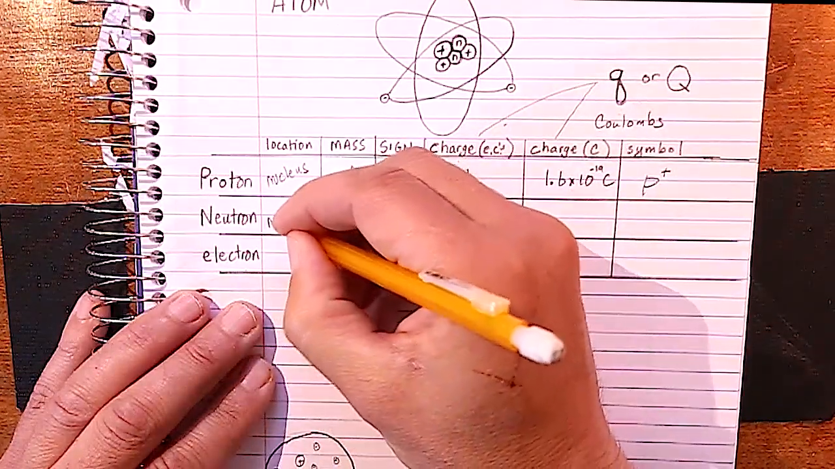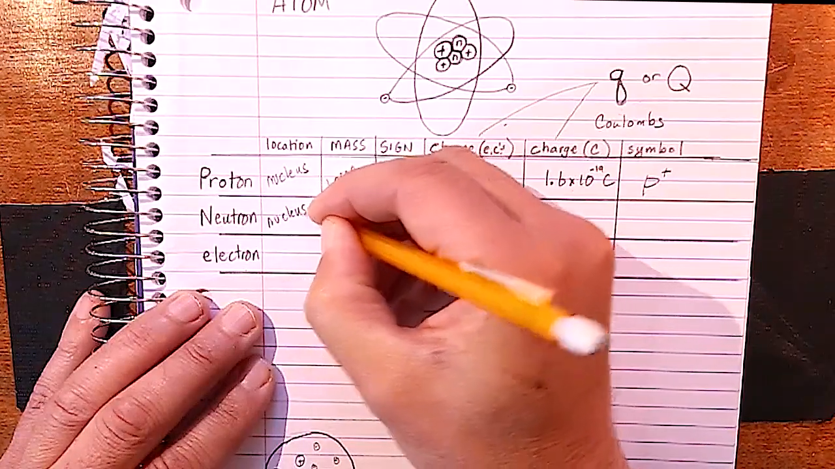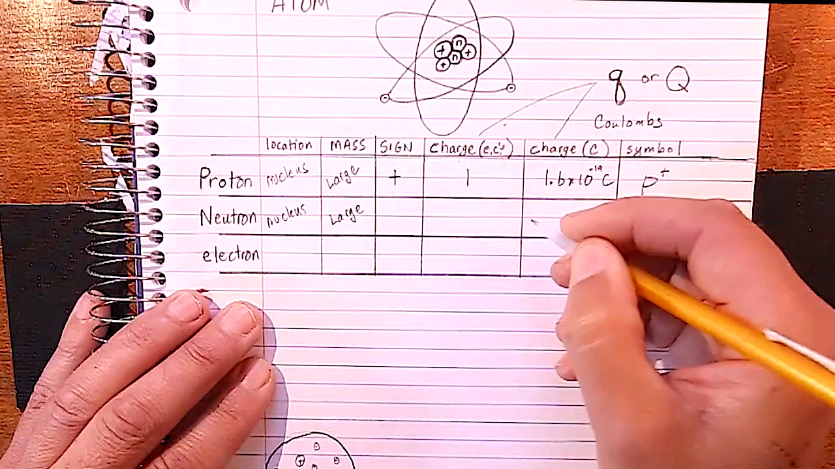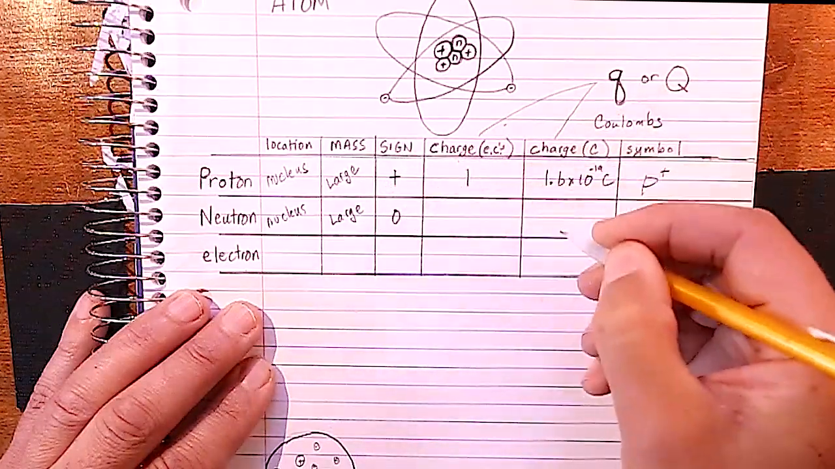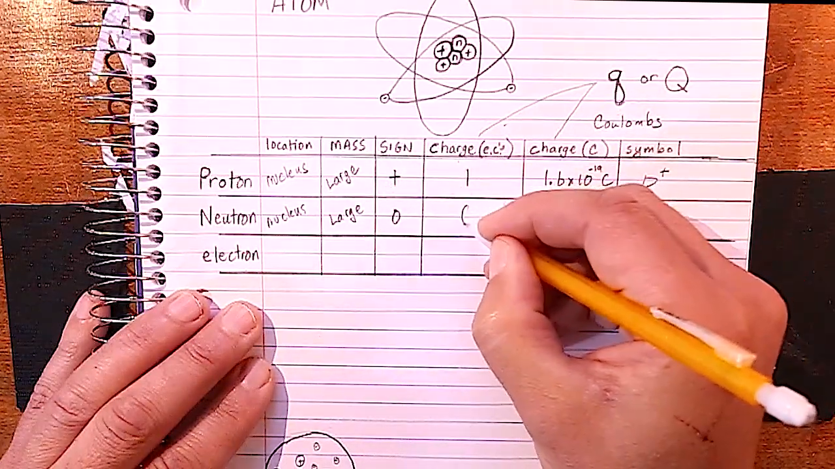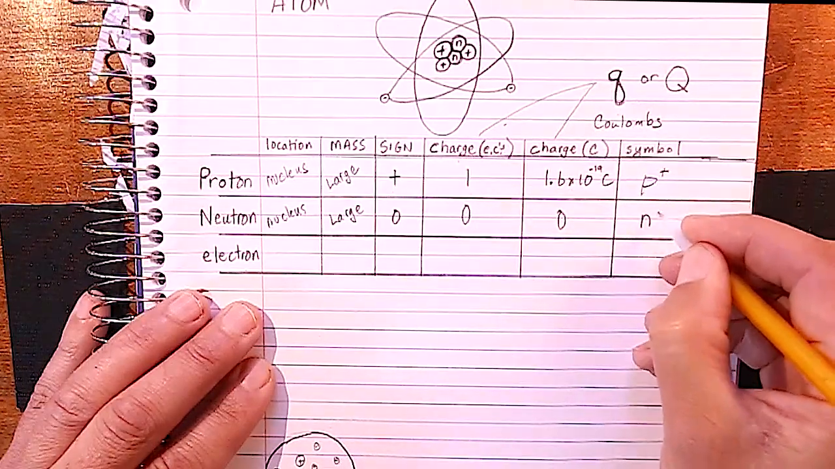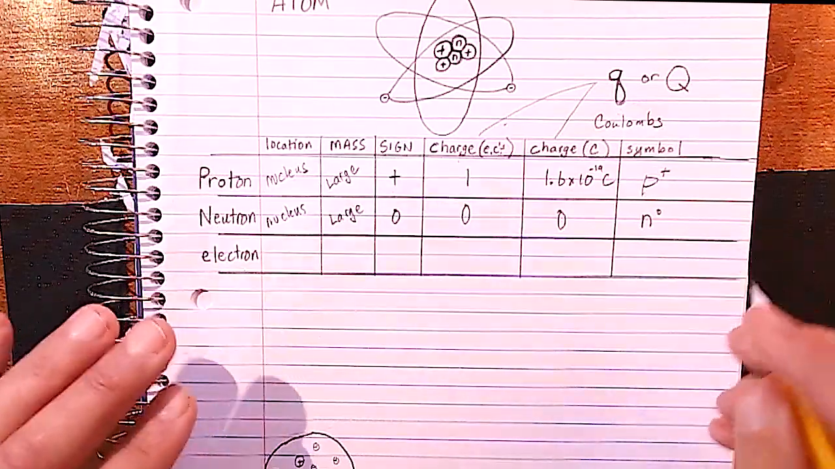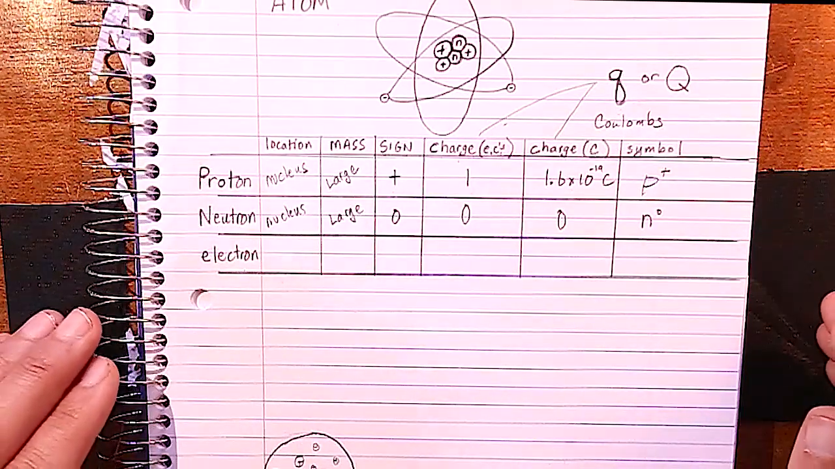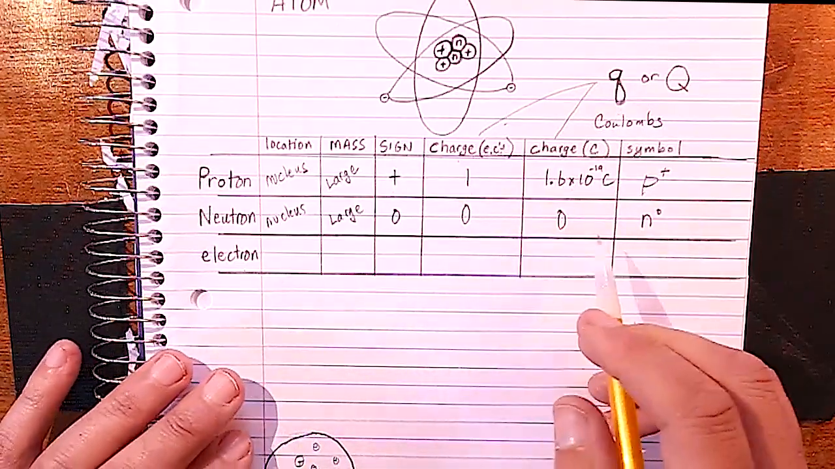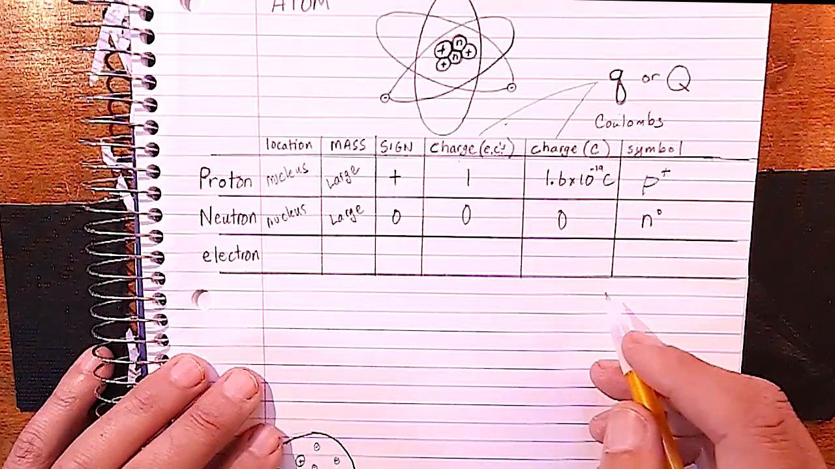Now, neutrons are also located in the nucleus. They are also large in comparison to the electron. Their sign is 0. They have no charge, and the symbol is an N with a little 0. Now, that's it. We're not going to talk about neutrons again because they have no electric charge, so they play no role in static electricity.